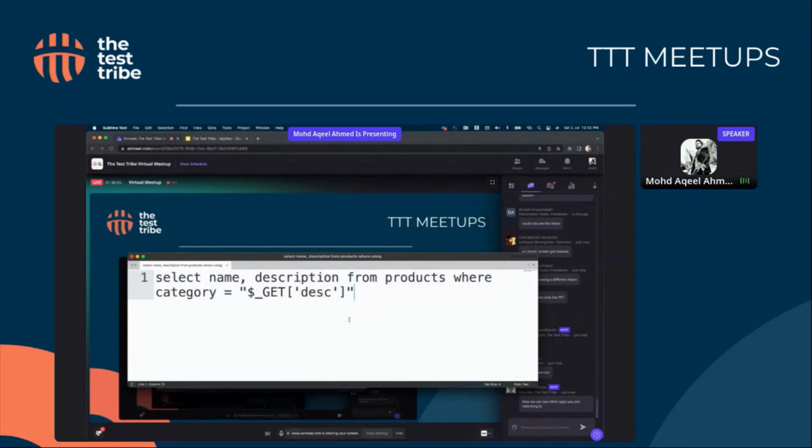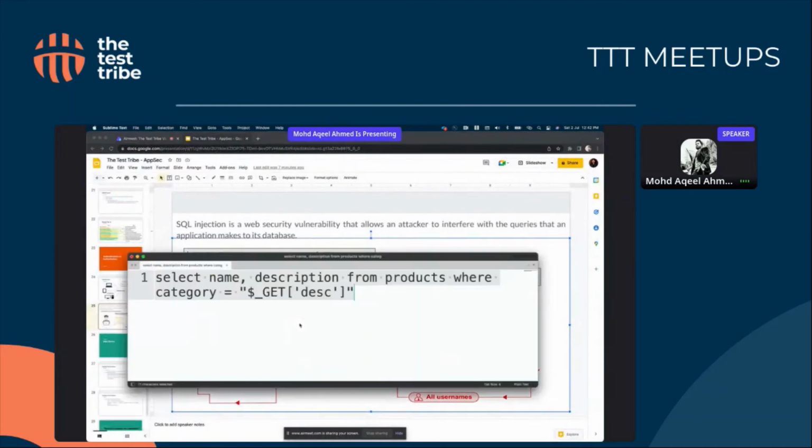All right. So now just consider this query in your code that actually retrieves the name and description columns from the products table in your database, and you are categorizing that using this information from the user. And now imagine the application has some drop down field that if you select some option there, the application triggers this query, right? Now you have the injection here.